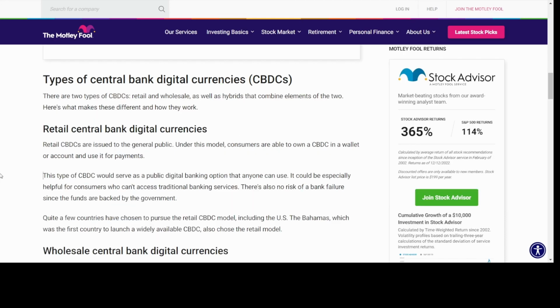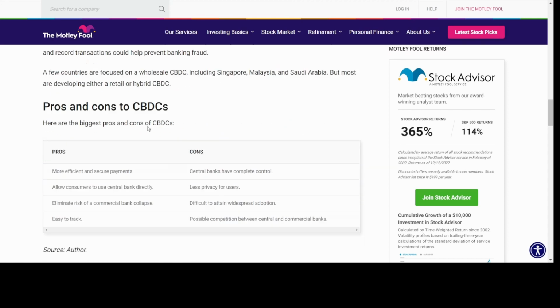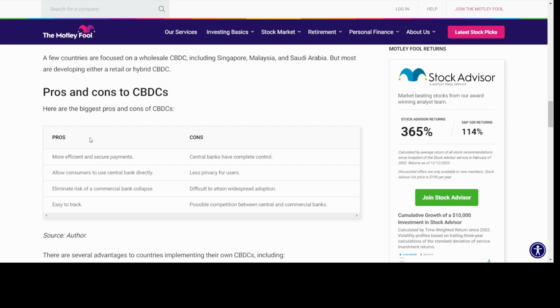Okay, so down here, this explains the different types of central bank digital currencies. So you have the retail CBDCs that are used in the general public. The consumers would create their own CBDC in a digital wallet that is used for payments. And this is mainly going to help out people that don't have bank accounts. And then also you have the wholesale CBDC platform, which is used by the financial institutions. So this is where the banks issue out the money domestically and also have other cross-border payment systems within the wholesale CBDC platform. And this shows all the pros and cons of CBDCs.